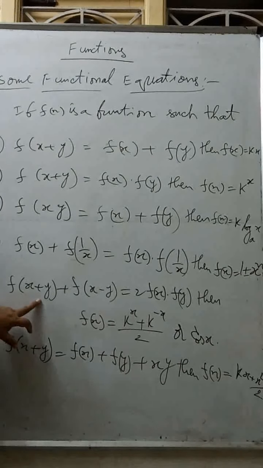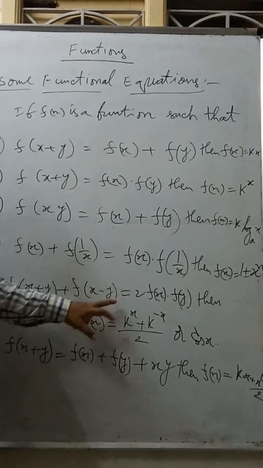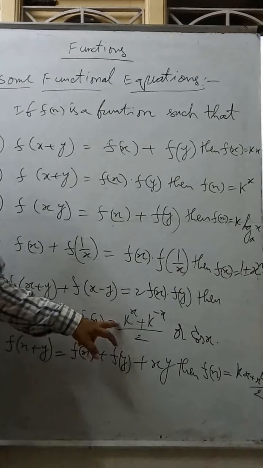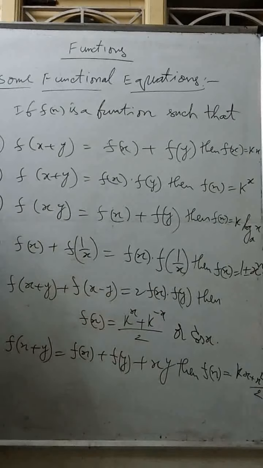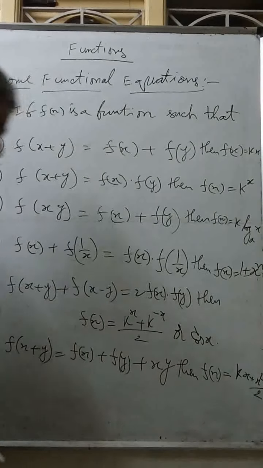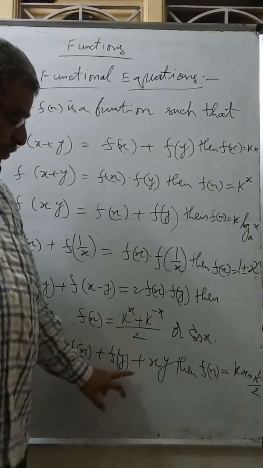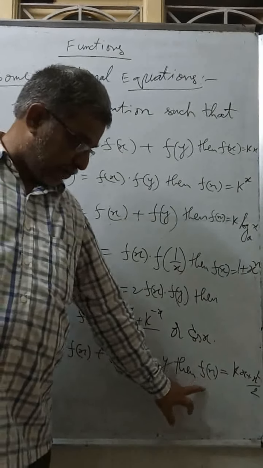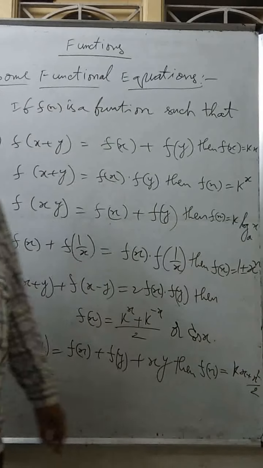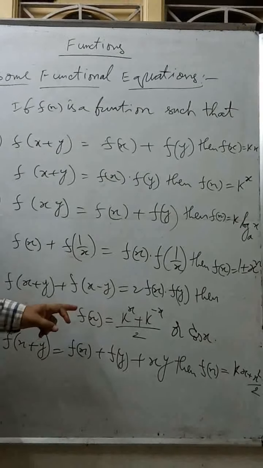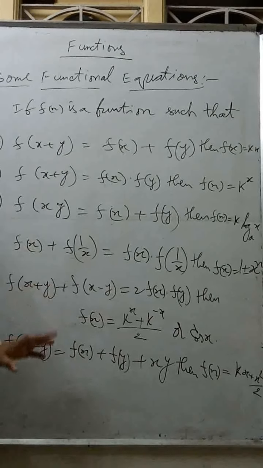F of x plus y plus f of x minus y equal to 2 into f of x into f of y. Then f of x can be written as k power x plus k power minus x by 2, or simply cos x. Next, f of x plus y equal to f of x plus f of y plus xy. Then f of x can be written as kx plus x squared by 2. All these we can prove using partial derivatives and integration.